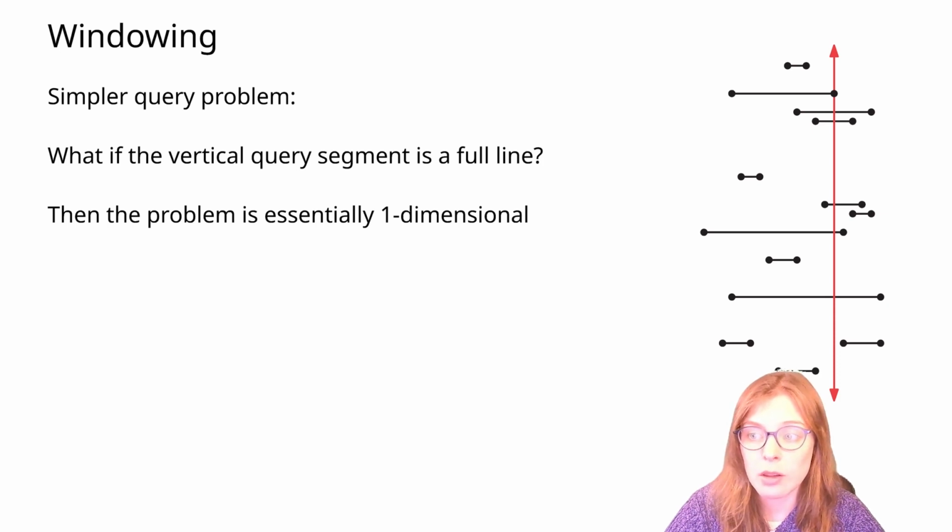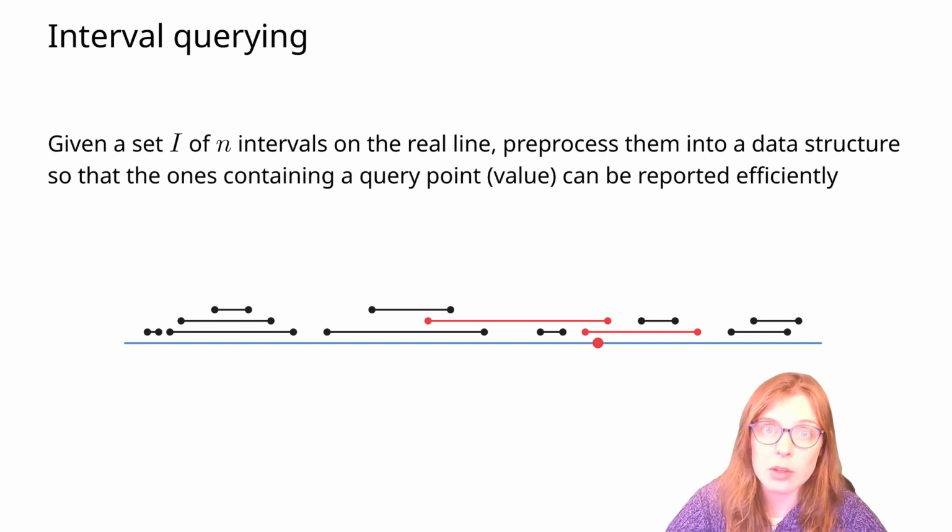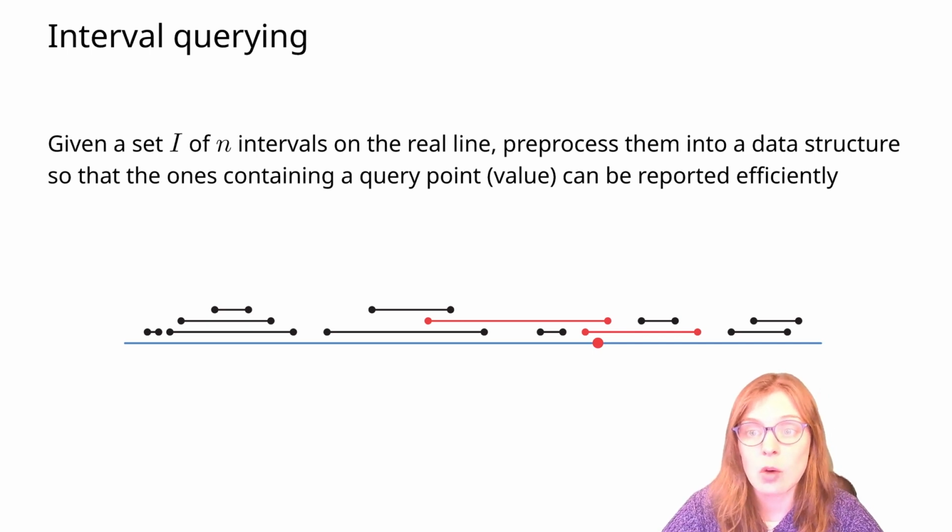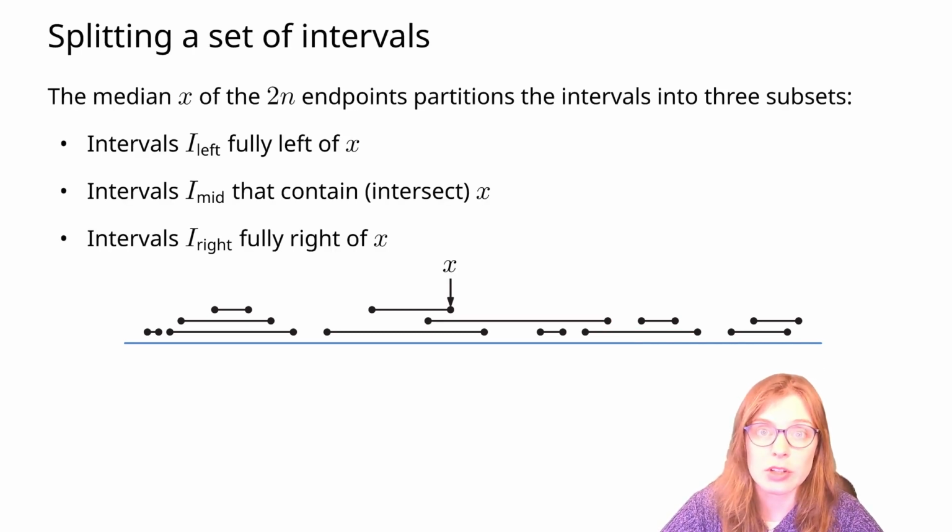Note that now the y-coordinates of the segments do not play any role. The problem becomes essentially one-dimensional. The problem that we obtain now is the following. Given a set of intervals on the real line, we want to preprocess them into a data structure so that we can efficiently answer which ones of them contain a given query point. For example, in the image below, the two red segments need to be reported because they contain the query point. The data structure that we will use here is called the interval tree, and the way we will build it is the following.